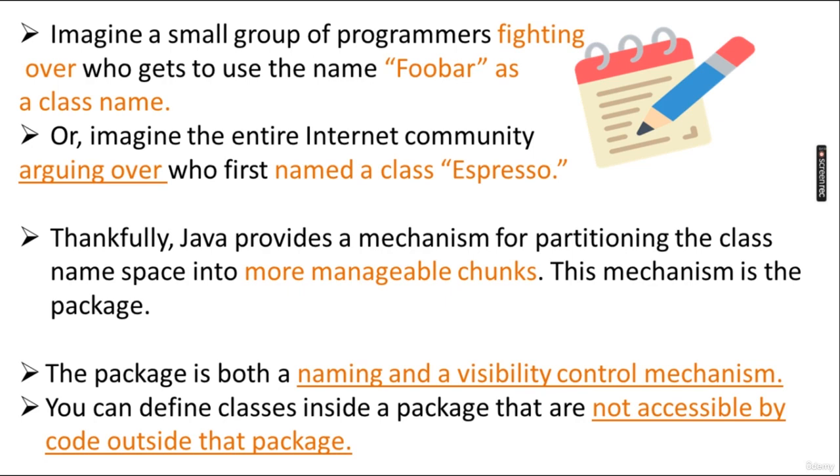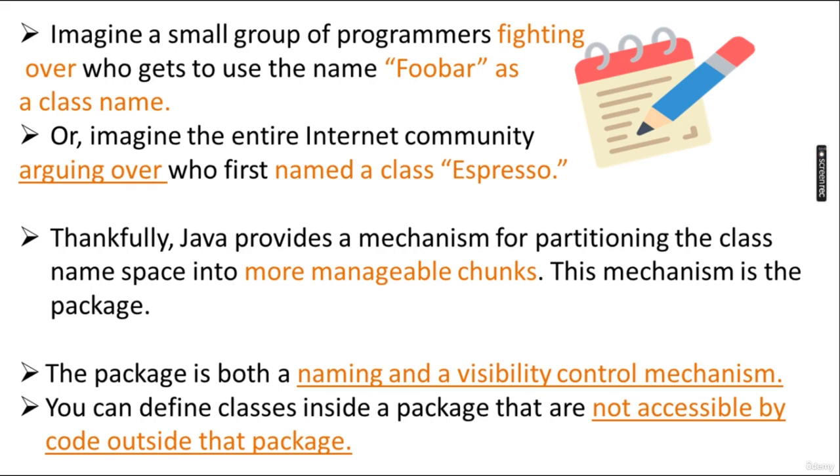Imagine a small group of programmers fighting over who gets to use the name foobar as a class name. Or imagine the entire internet community arguing over who first named a class espresso. But thankfully Java provides a mechanism for partitioning the class namespace into more manageable chunks, which are called packages. A package is both a naming and visibility control mechanism.